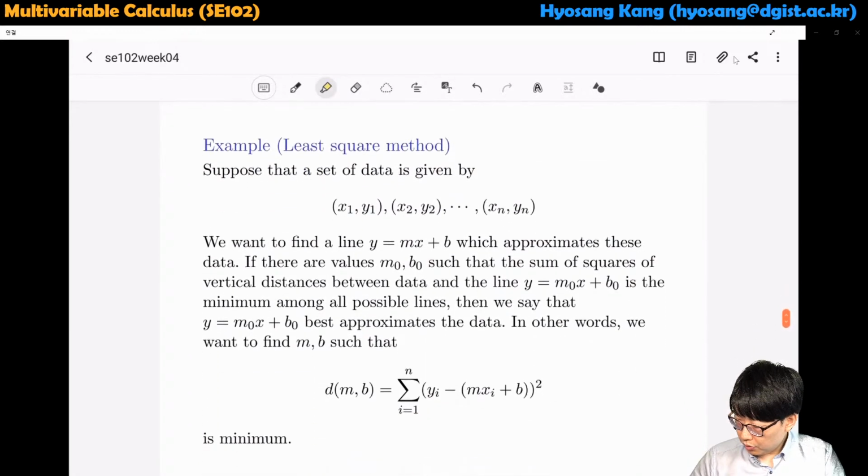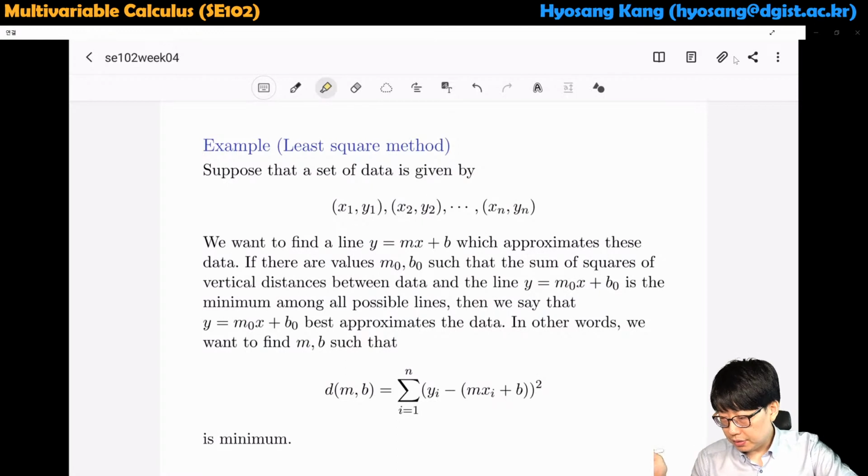From now on, we are going to use that theorem to apply to many practical examples. One of them is the least square method. This least square method is used to find the regression line for data points. Regression is 회귀선. We are trying to find the regression line when data is given.